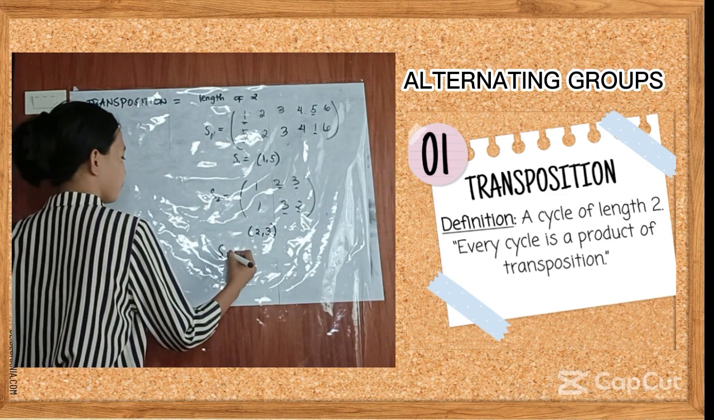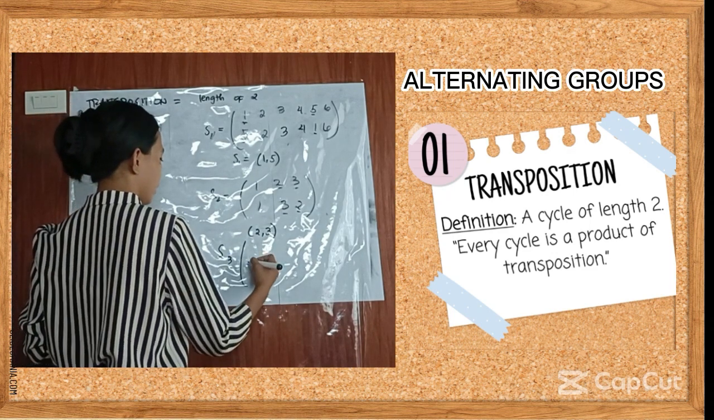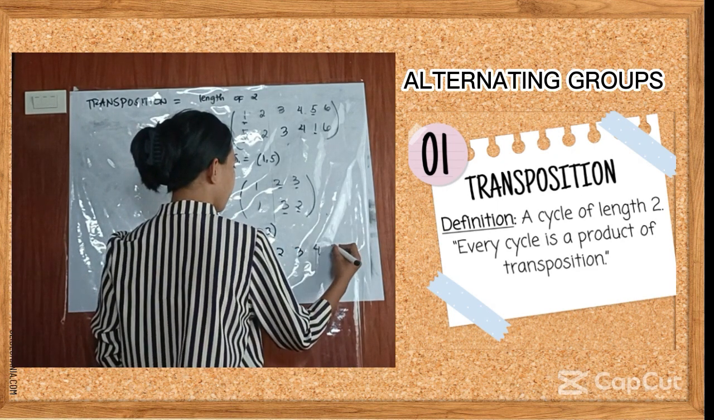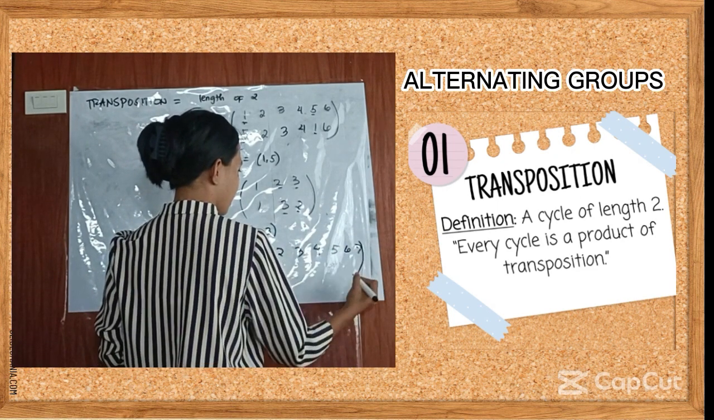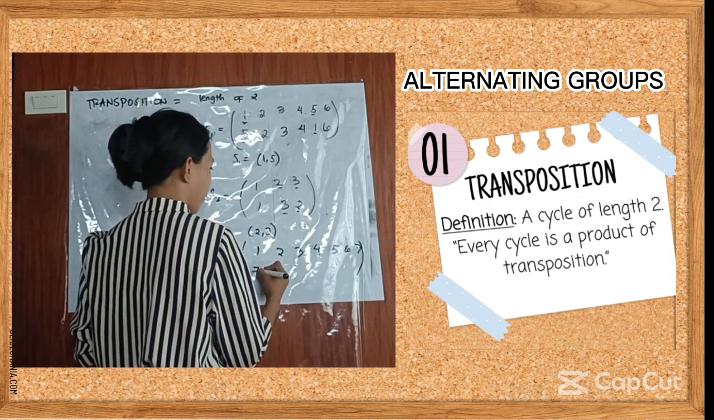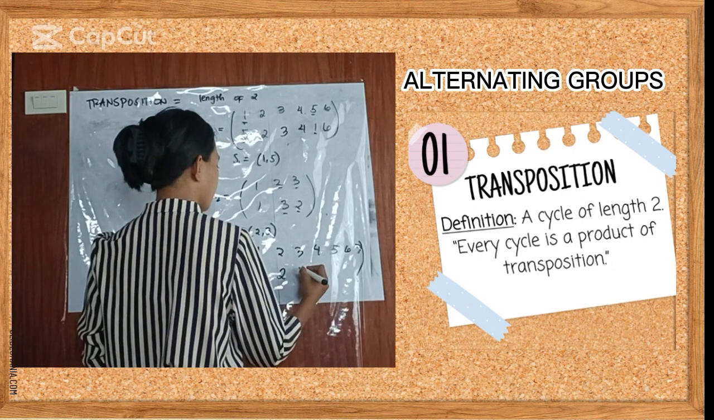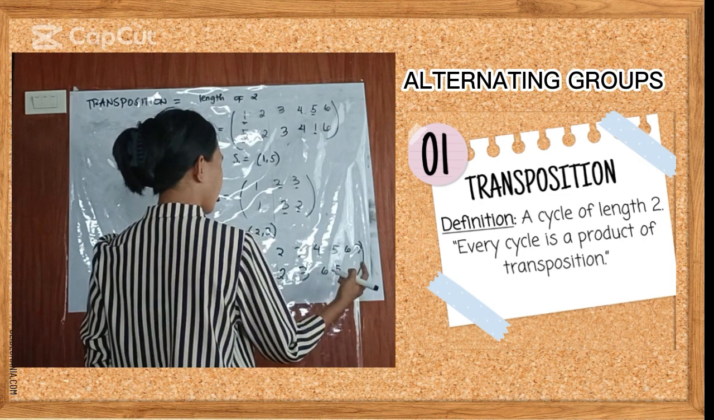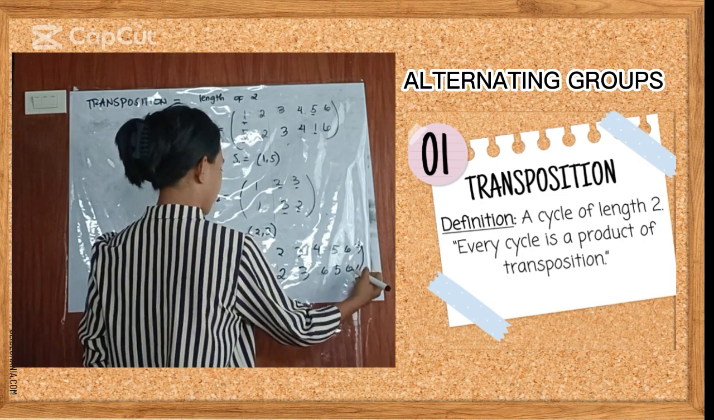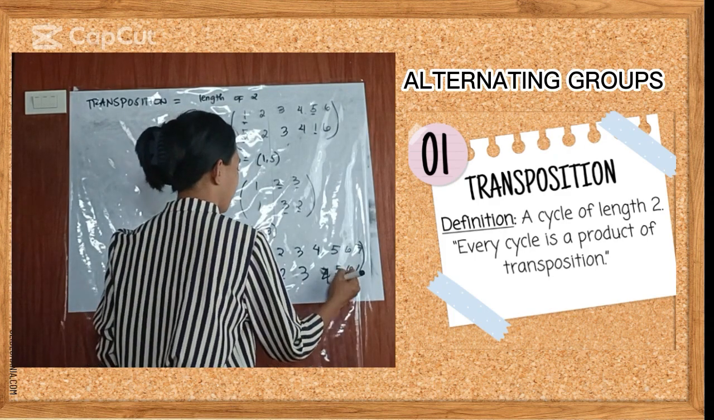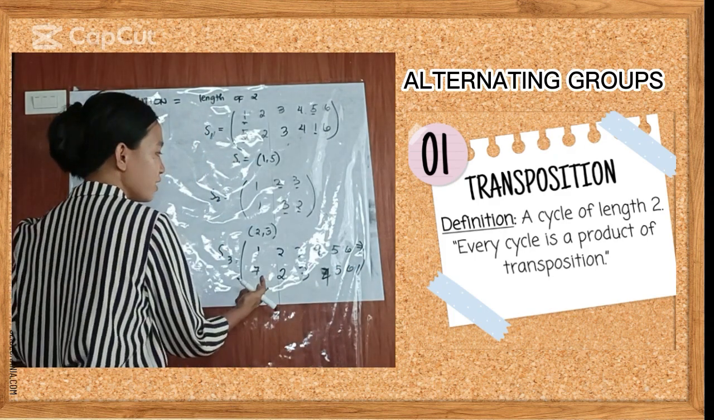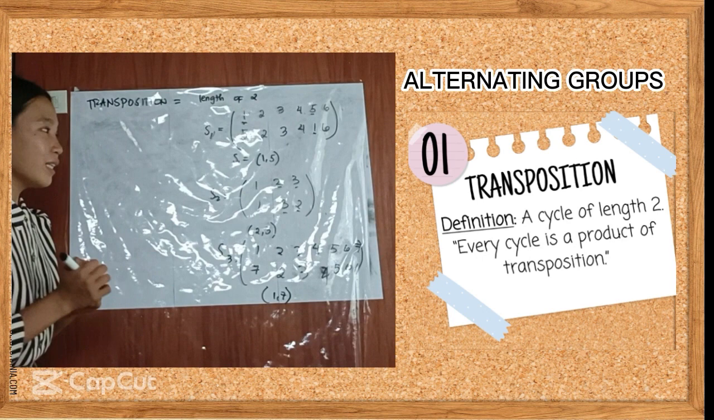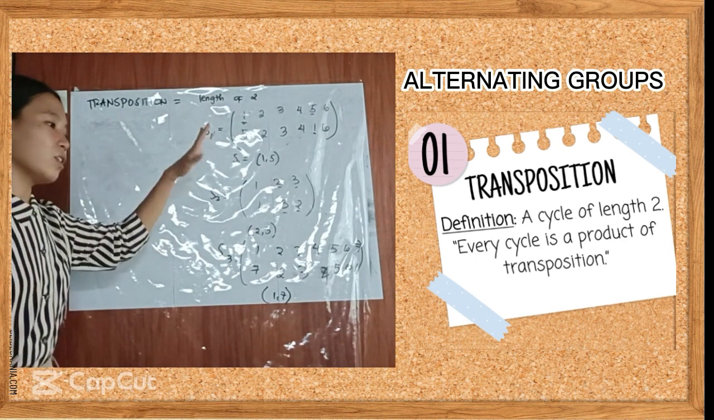Last example, let's have this. We have 1, 2, 3, 4, 5, 6, and 7 mapping to 7, 2, 3, 6, 5, 1, 4. So we have 1 to 7, and 7 to 1. So we have 1, 7. That's how we're going to find a transposition.